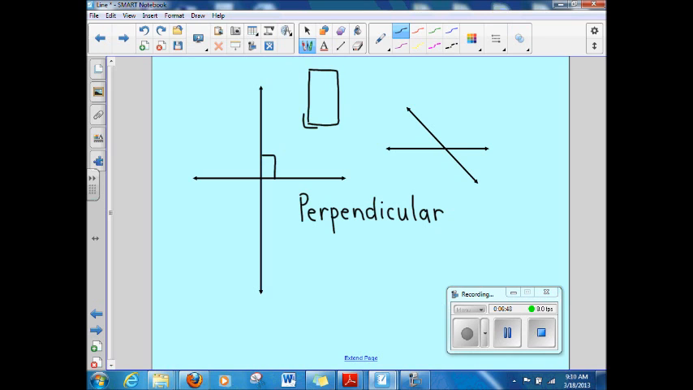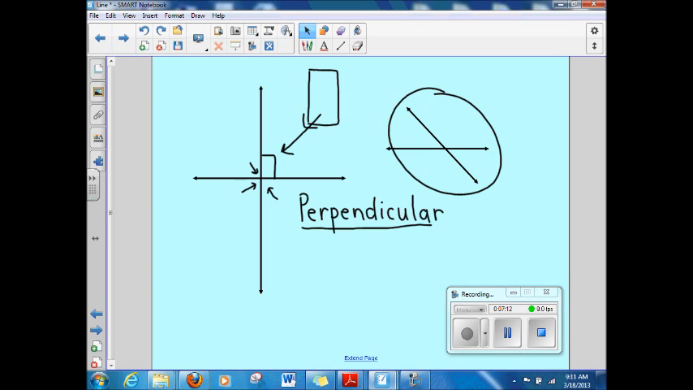Perpendicular lines. These are 90-degree angles right here, all these places where these two lines intersect. These are 90-degree angles, and if you can take that piece of paper and set it in the corner there and it matches perfectly, that is considered perpendicular lines. These are perpendicular intersections, and these are just lines that are intersecting. Intersecting lines, and we have some special ones called perpendicular lines.